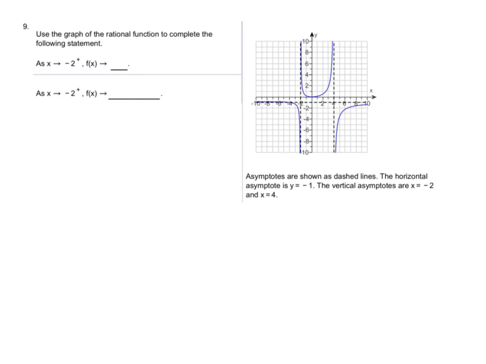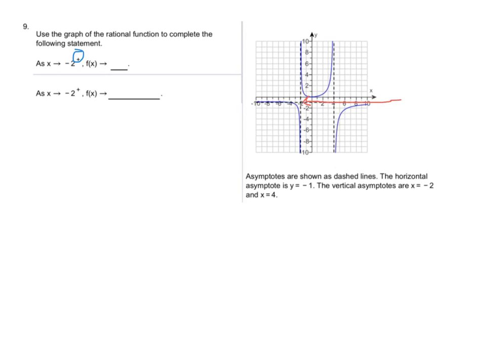Use the graph of the rational function to complete the following statement. As x approaches negative 2 to the right, f of x approaches what? Now notice that this plus sign in the upper right corner of my negative 2 tells me that I'm approaching negative 2 from the right. So I'll start here and I'm approaching negative 2 this way.